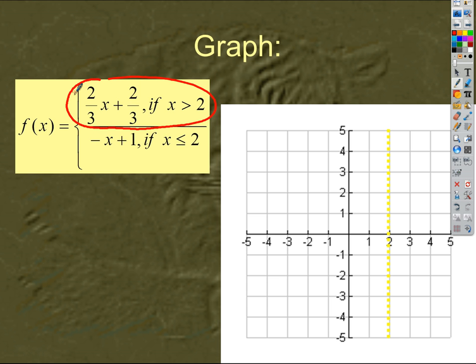Yes, ma'am? For the line, wouldn't one be dotted and then one not be dotted? Well, for the endpoint, not for the line, just the endpoints. One's filled in and one's not. Okay, yep.